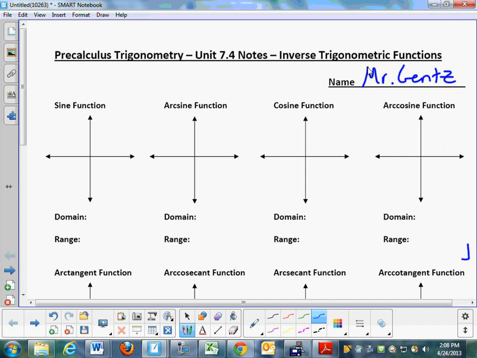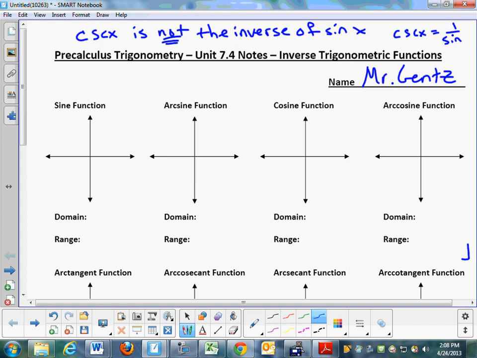Cosecant of x is not the inverse of sine of x. That's something that students always get confused with. Cosecant is equal to 1 over sine. They're multiplicative inverses, but they are not inverses in terms of operation.